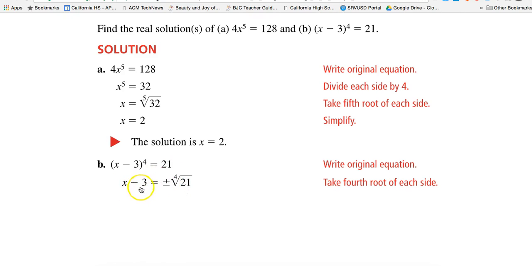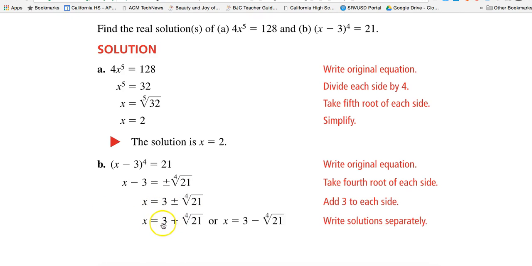Now to isolate x, we have to go ahead and add 3 to both sides. And we're going to get a solution right here, which is 3 plus or minus the 4th root of 21. Okay, now the way you can write this, you'll have two answers, 3 plus the 4th root of 21 and 3 minus the 4th root of 21.